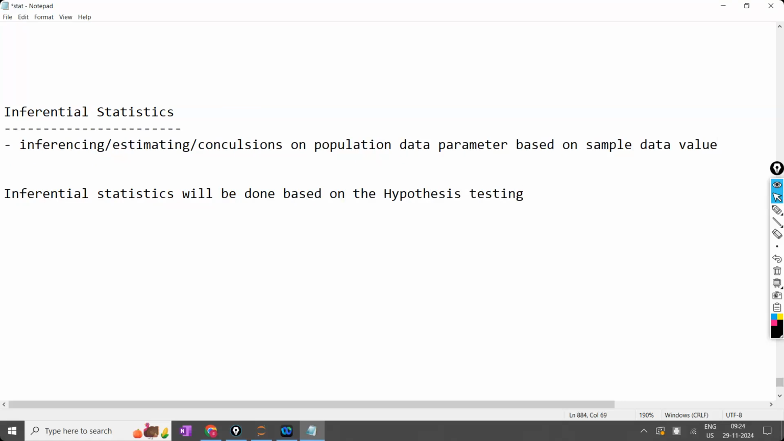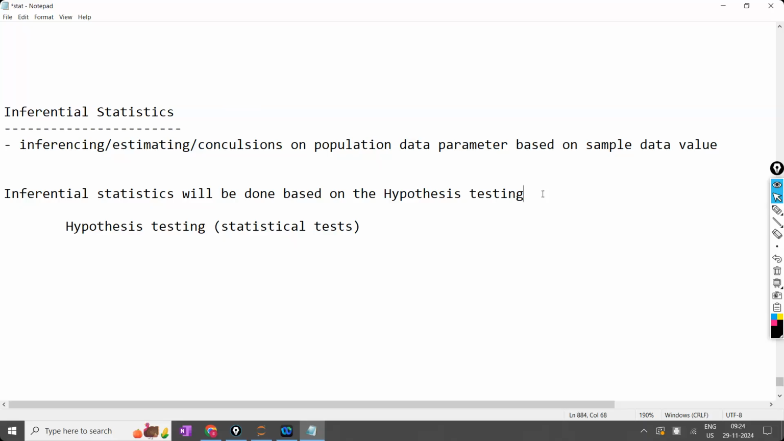Hypothesis testing is also called a statistical test. Hypothesis testing means applying various statistical tests. This is called hypothesis testing. You are applying the various statistical tests, and based on the tests, we are going to conclude. Sir, what are these statistical tests?